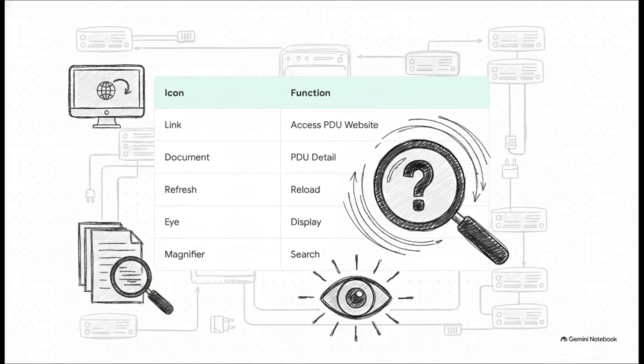The link icon, that instantly shoots you over to the native PDU website in a new tab. The document icon pulls up your full PDU detail view. Need real-time data? Hit that refresh icon. The eye icon controls all your display options, and, of course, the magnifying glass is your best friend for searching. Once you've got these 5 icons down, you essentially have the keys to the kingdom.